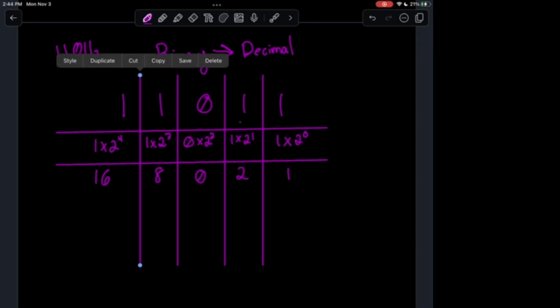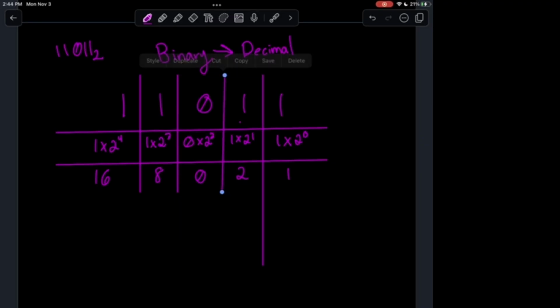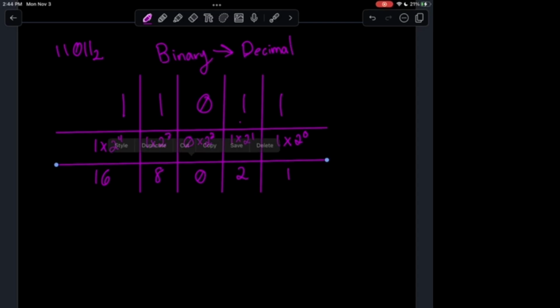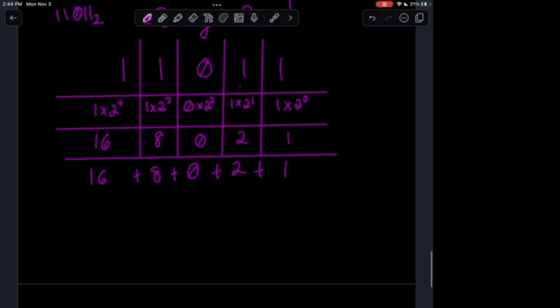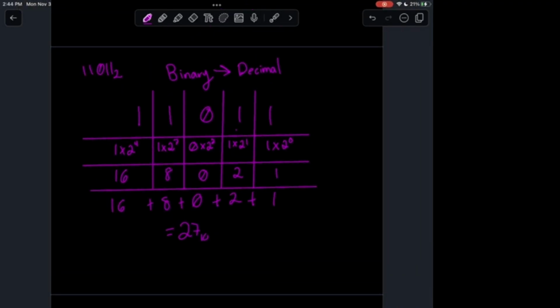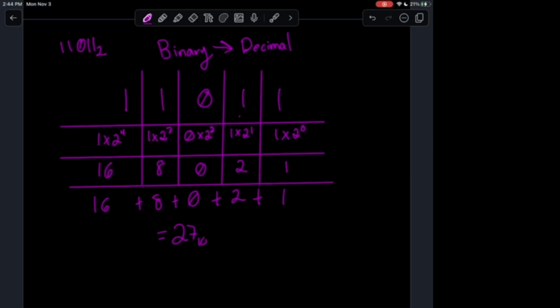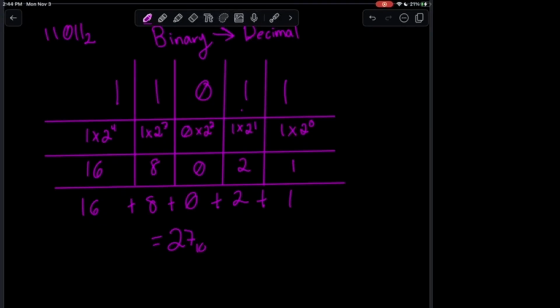So what we're doing now is we're going to add all that up. So 16 plus 8 plus 0 plus 2 plus 1 equals 27, and then 10, because again decimal is base 10. So that breaks down that one.